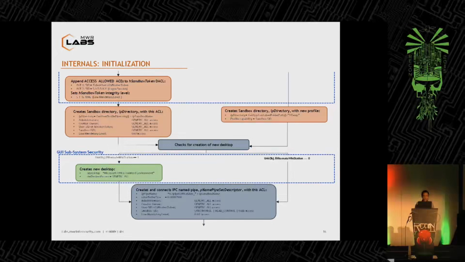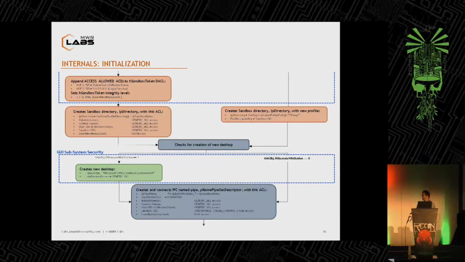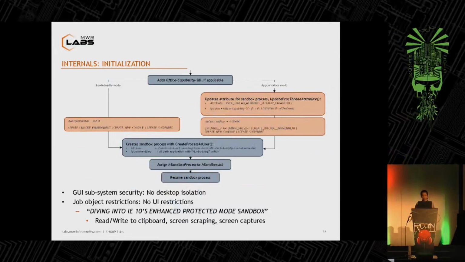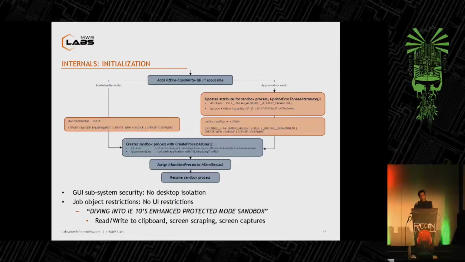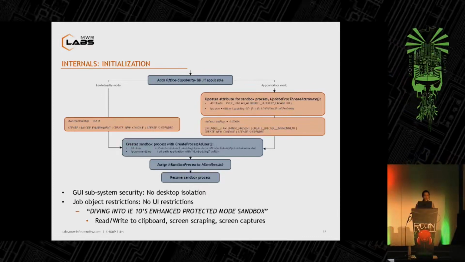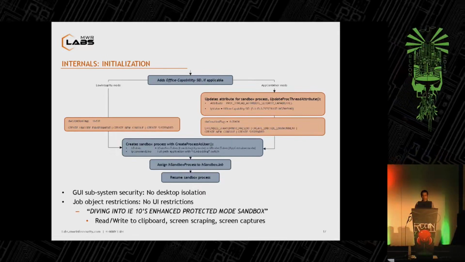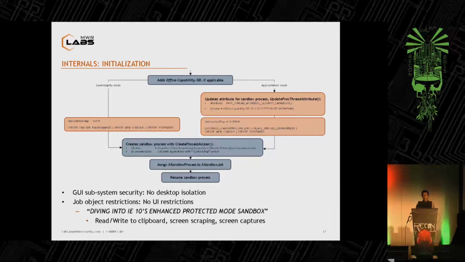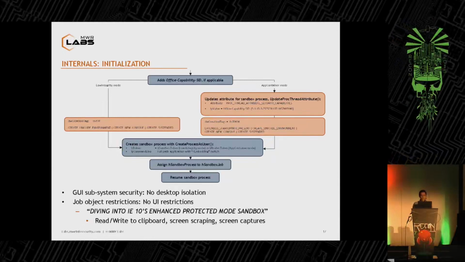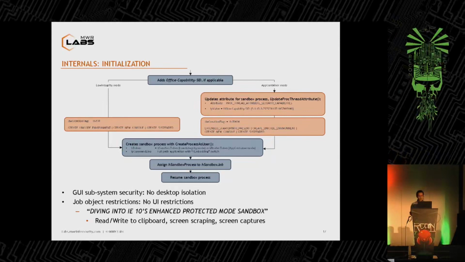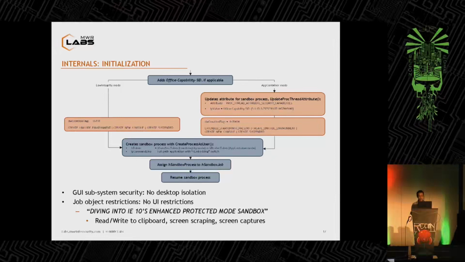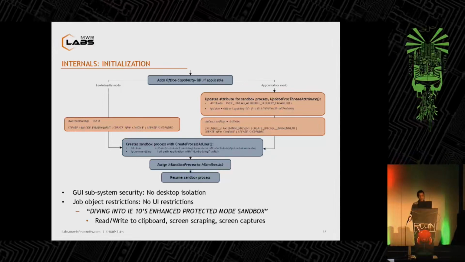Next is to set up the IPC named pipe with a buffer size of 2000 bytes. In the app container mode, the broker will add the Office capability seed before starting the sandbox with the CreateProcessAsUser API. So in this flowchart, we see that the process by default is not created with desktop isolation and also job UI restrictions. So what this means is that the protected view process is still affected by these known IE EPM issues, which are reading and writing to the clipboard or doing screen captures.